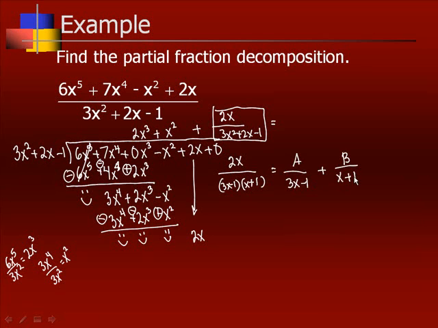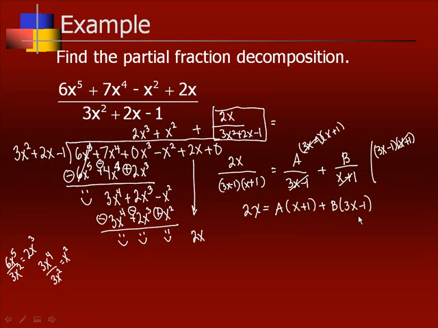Multiplying both sides by the LCD. The LCD is 3x minus 1 times x plus 1. Everything on the left side would cancel, so we get 2x. The first term, when we do 3x minus 1 and x plus 1, the 3x minus 1's cancel, so we get A times x plus 1. The second one, when we cancel the x plus 1's, we get B times 3x minus 1.